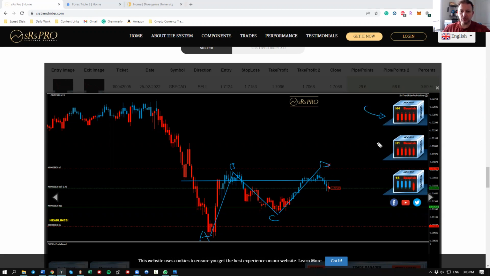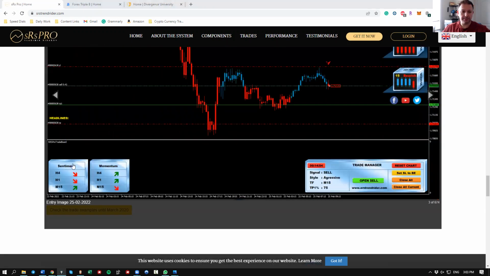Now, a quick scan on the SRS bars. This is something that is automatically done by the system, by the SRS, and a quick observation on the sentiment. It's very bearish, and the momentum also gets bearish again.